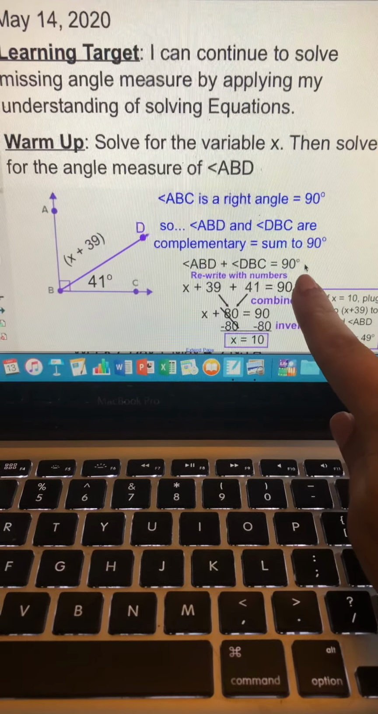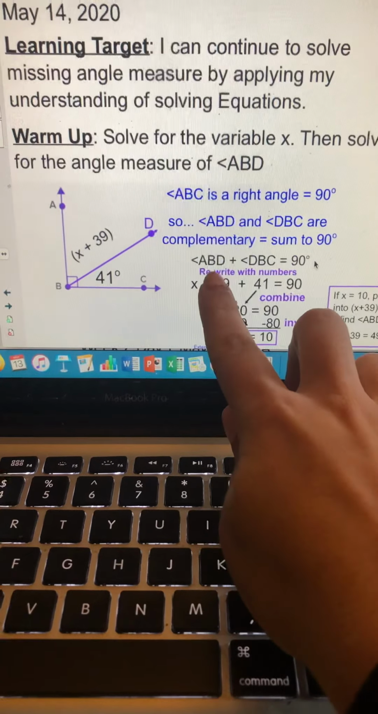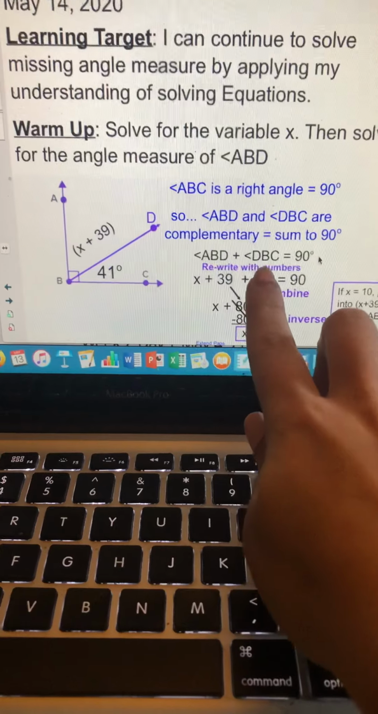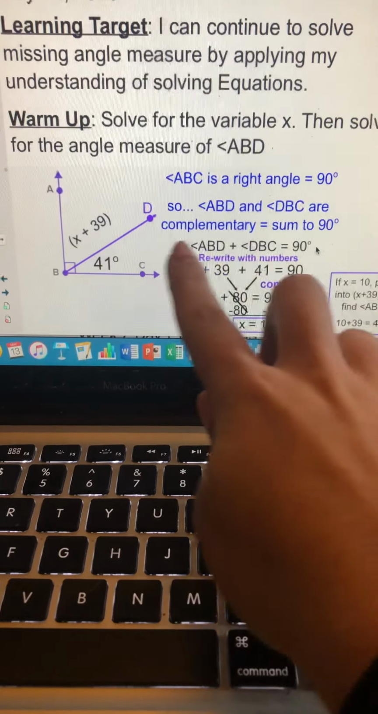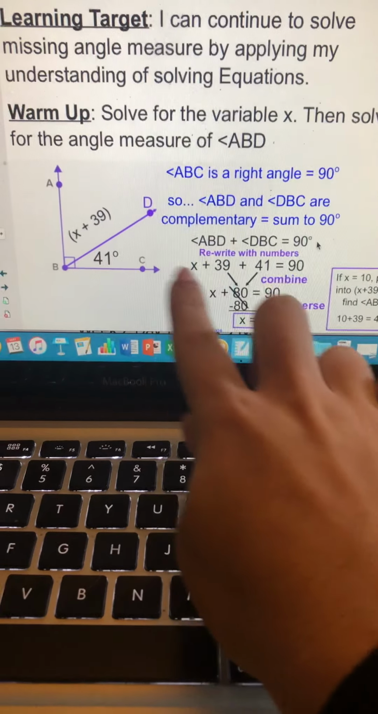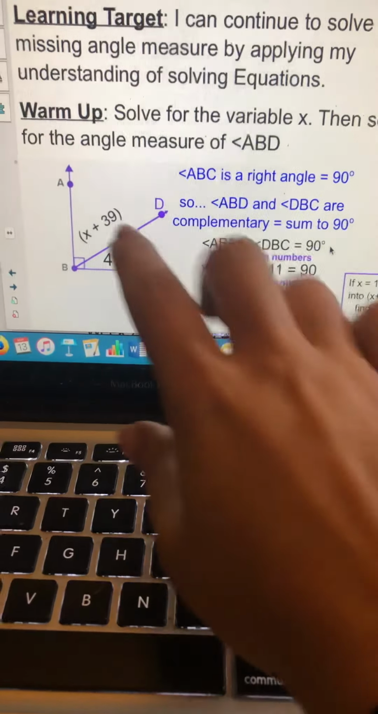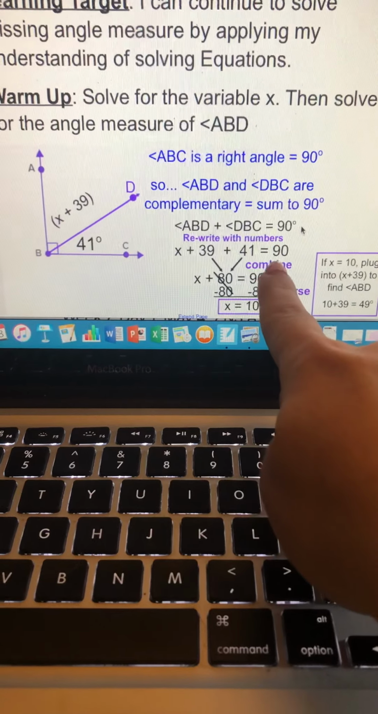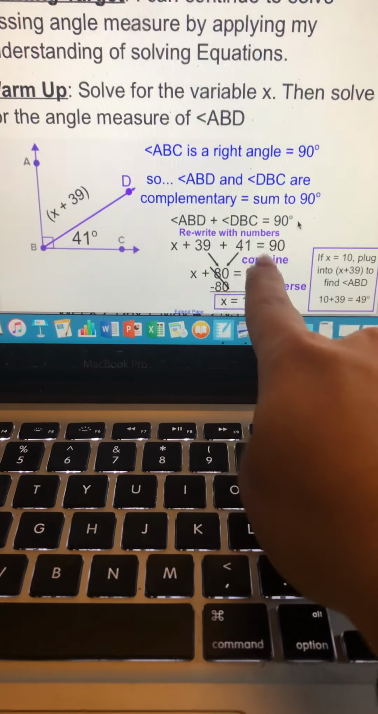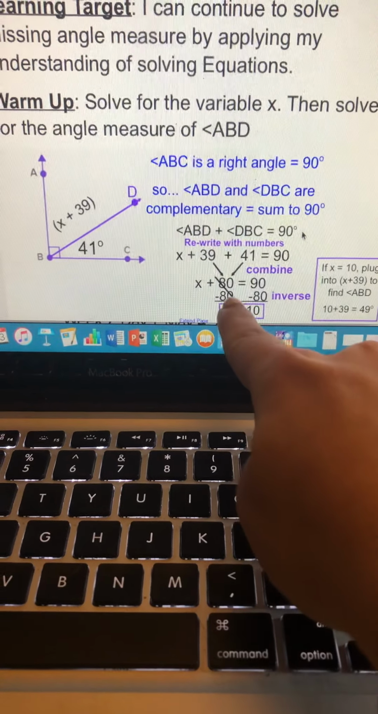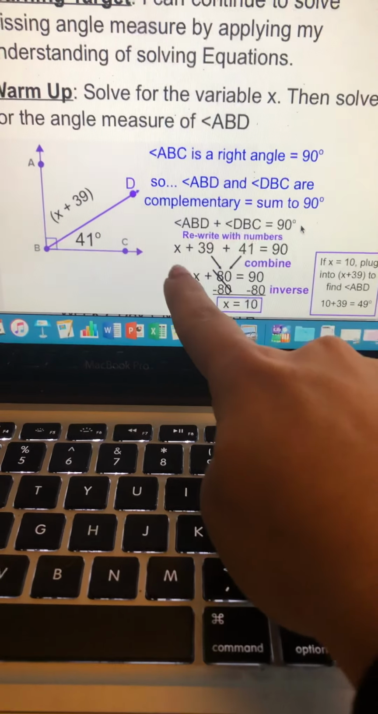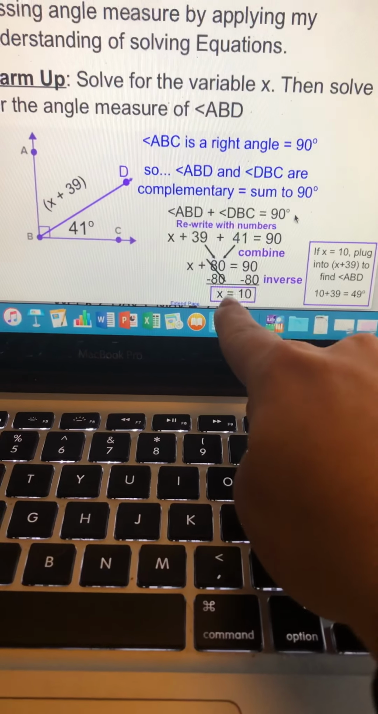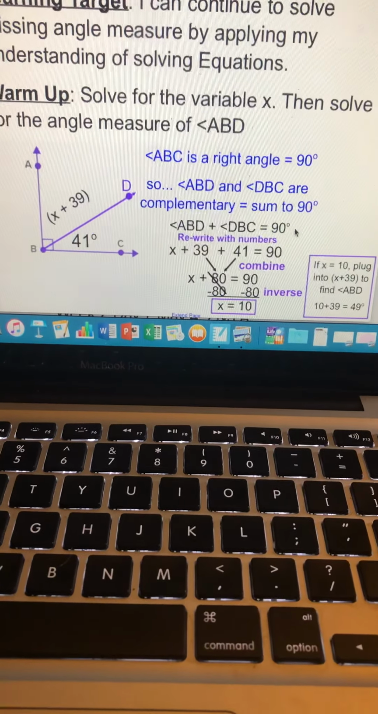We then plug in what angle ABD is. Angle ABD is x plus 39. That goes right here. And then plus angle DBC. That's this angle right here, 41, so plus 41. And when we put them together, we get a right angle, so we know that it equals 90 degrees. We then combine our like terms, so 39 plus 41 gives us 80, and I bring down the x. I then subtract 80 from both sides to isolate x, and I would get x equals 10.